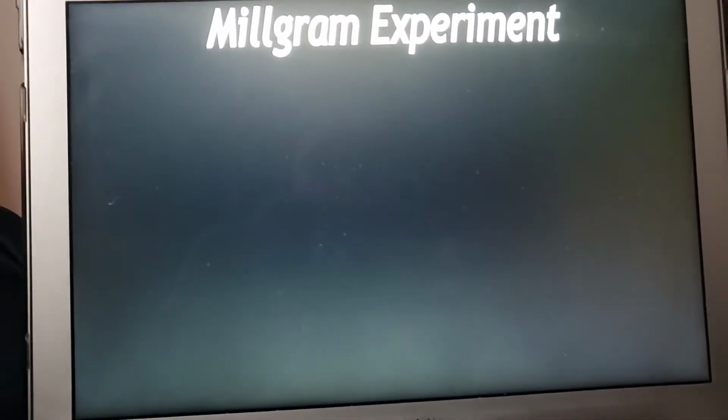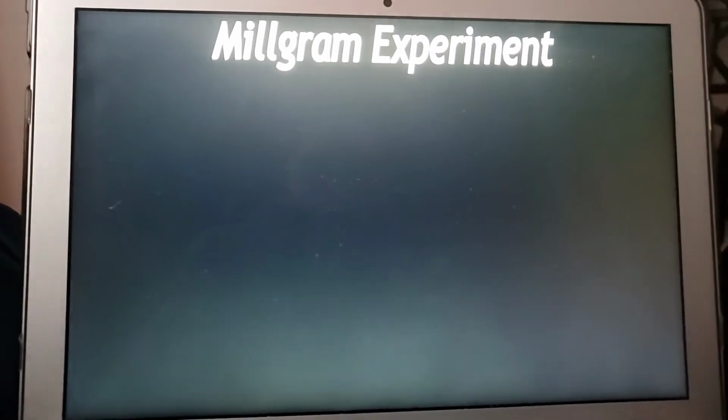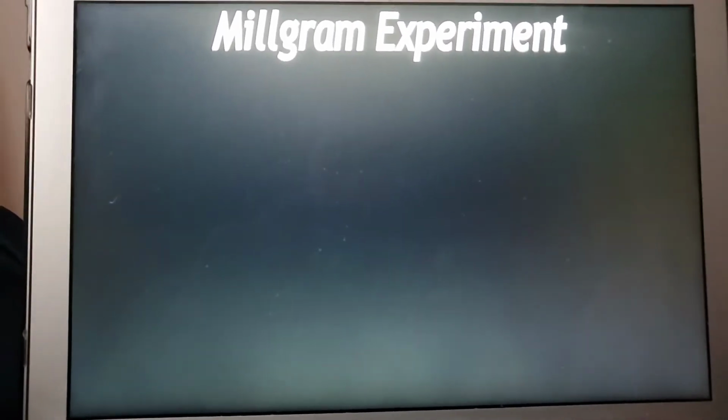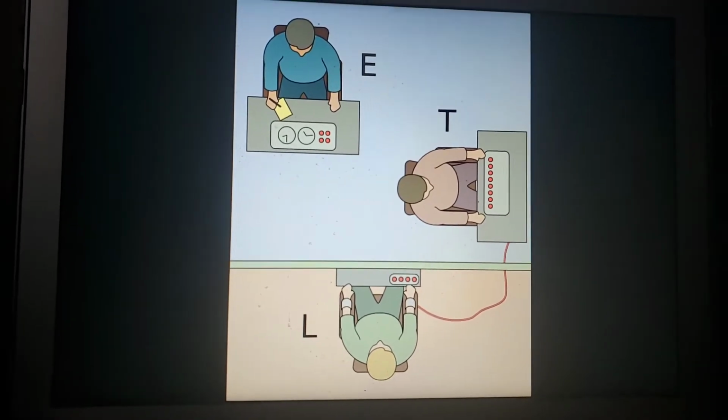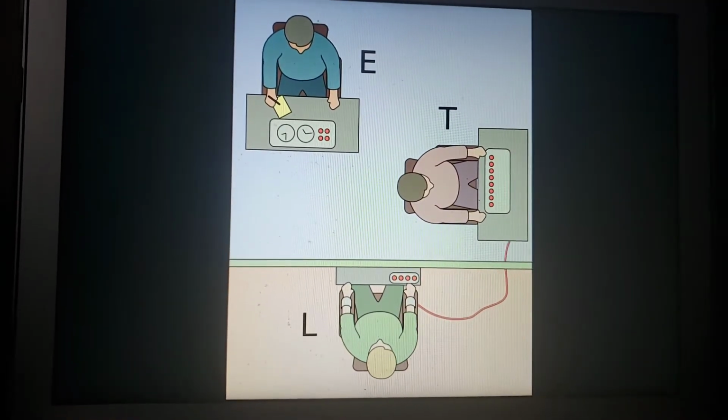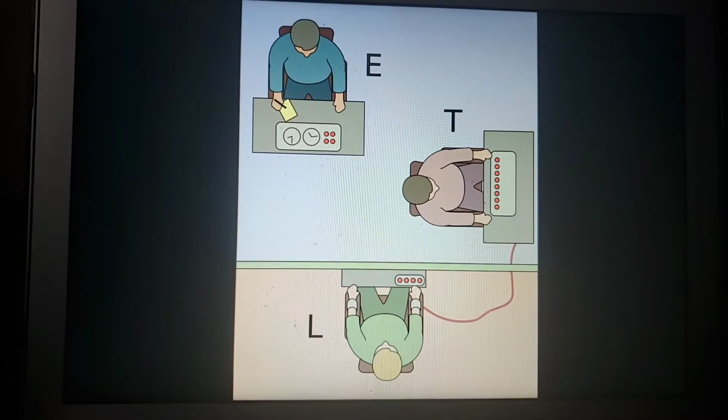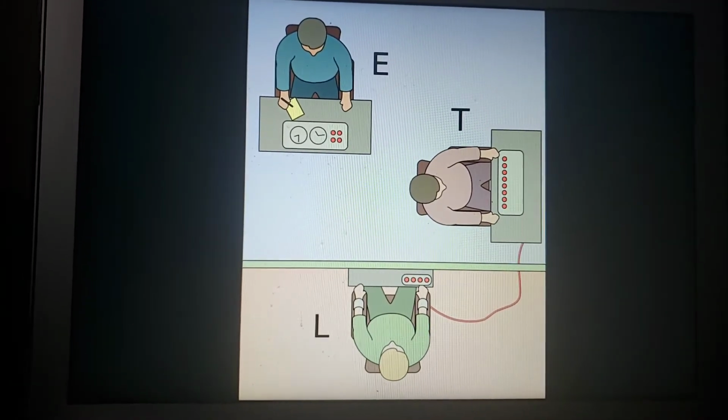All right, so there's two experiments I want to talk to you about. The first one's called the Milgram experiment, and it happened in the 60s. This experiment was to show how far people would go because they're told to.